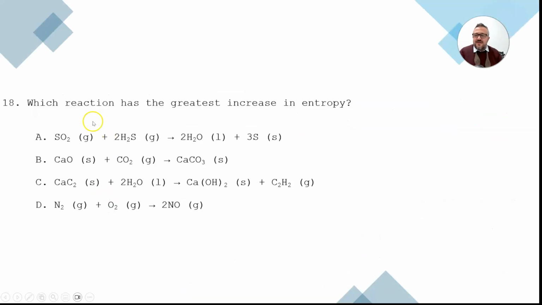Okay, next one. Which reaction has the greatest increase in entropy? Entropy is disorder or chaos, so which of these has the greatest increase in chaos? First off, this one has 3 gases going to 2 liquids and solids. That's less chaos, so that's not it. This one here has a solid and a gas going to a solid, way less chaotic.